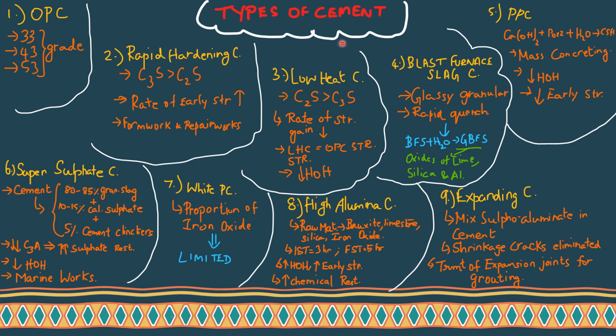Next is types of cement. The first one is OPC. It's nothing but your ordinary Portland cement. It has three different grades. One is your 33 grade, 43 grade and 53 grade.